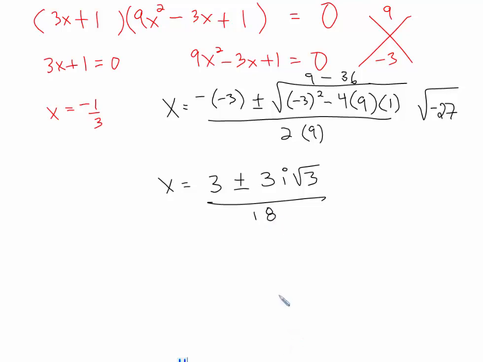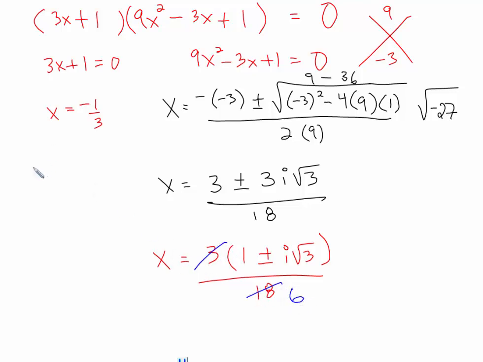Okay? Now we know we're not done because we can take out a GCF from here to reduce with this. So if we take out the GCF, which is 3, we end up with 1 plus or minus i square root 3 over 18, and that lets us simplify the 3 and the 18. We divide those. So your final answer would be x is equal to 1 plus or minus i square root 3 over 6.